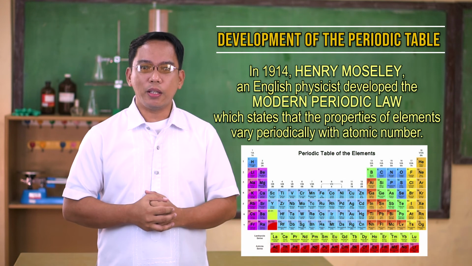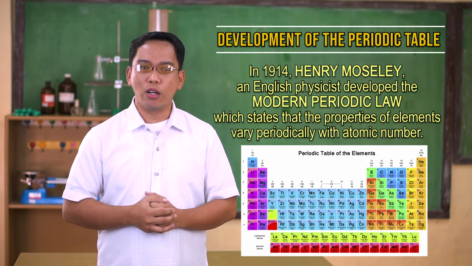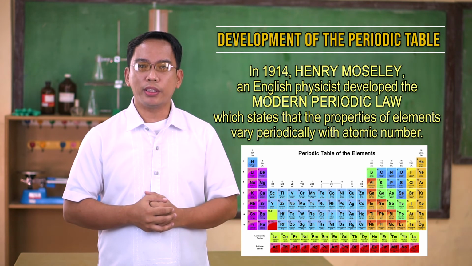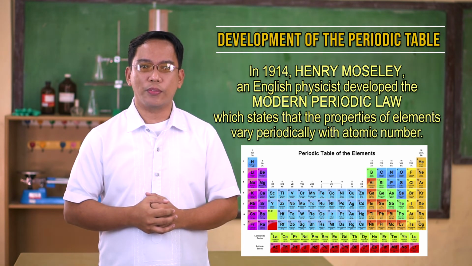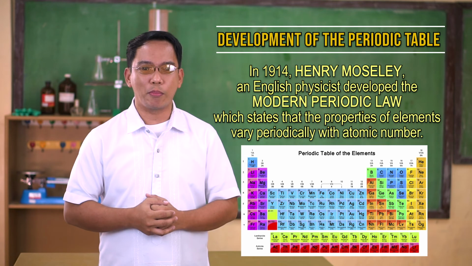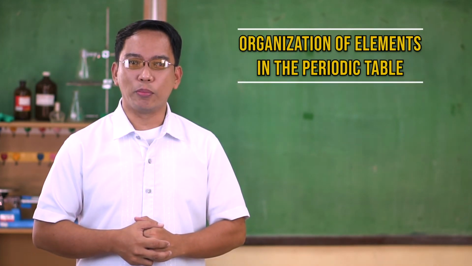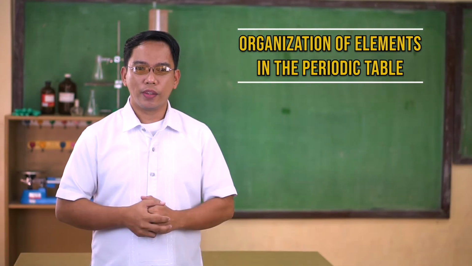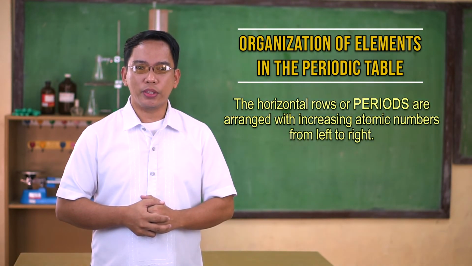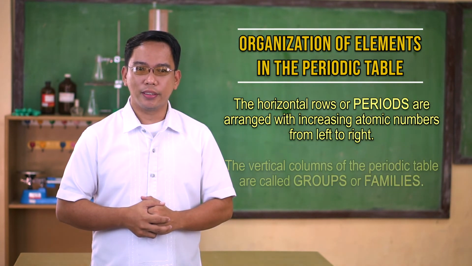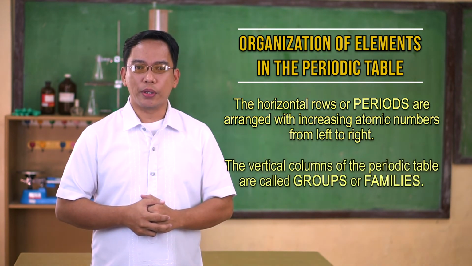Later, in 1914, Henry Moseley, an English physicist, developed the modern periodic law, which states that the properties of elements vary periodically with atomic number. We describe how elements are organized in the modern periodic table. The horizontal rows or periods are arranged with increasing atomic numbers from left to right. The vertical columns of the periodic table are called groups or families.